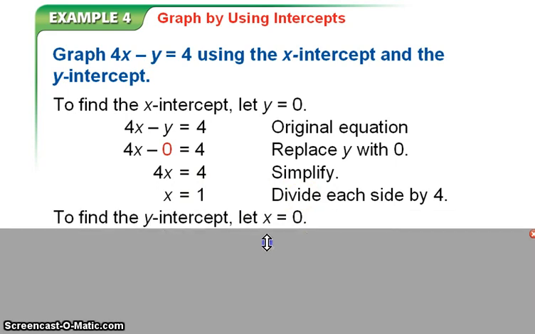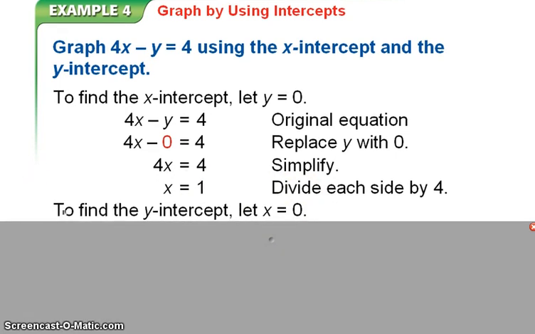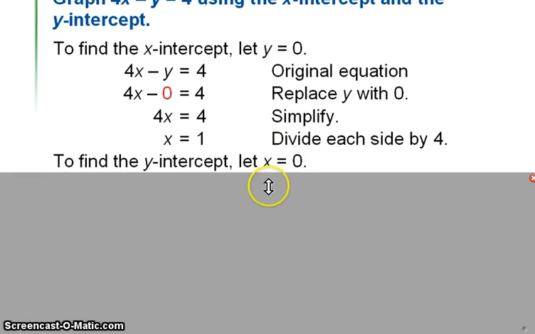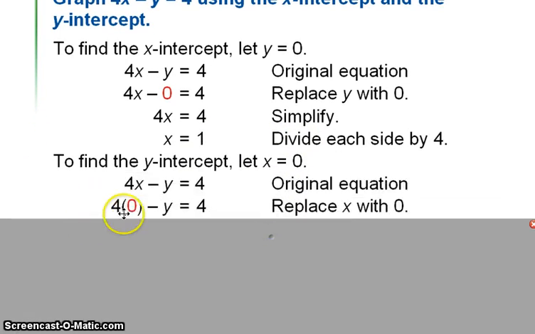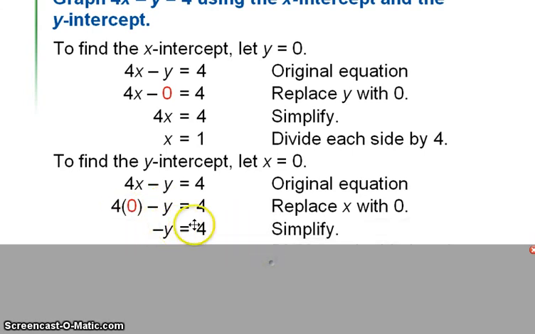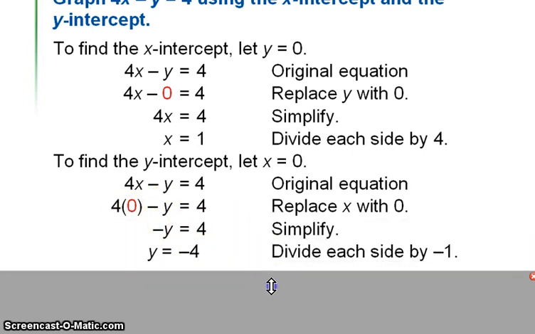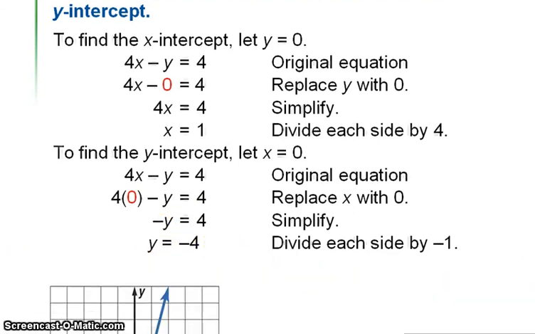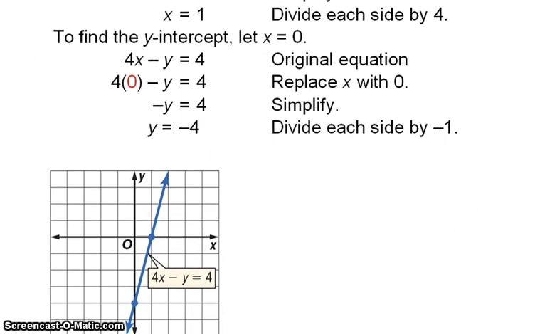Now, let's find your y-intercept. To find your y-intercept, we're going to do the exact opposite. We're going to make x 0, so that y stays in the equation. If we simplify, we get negative y equals 4. Divide both sides by negative 1, and we get y equals negative 4, sorry.